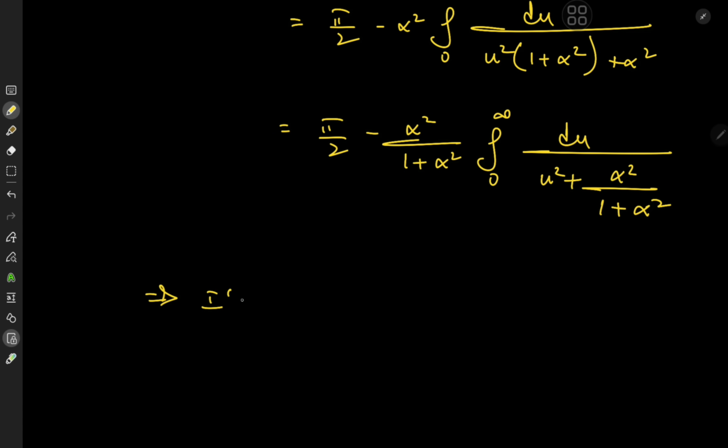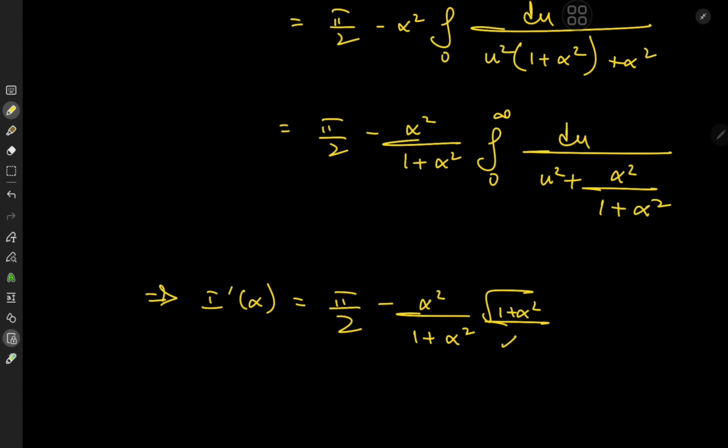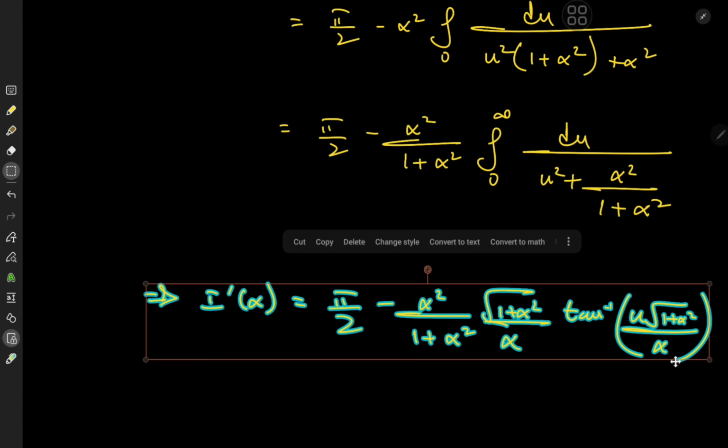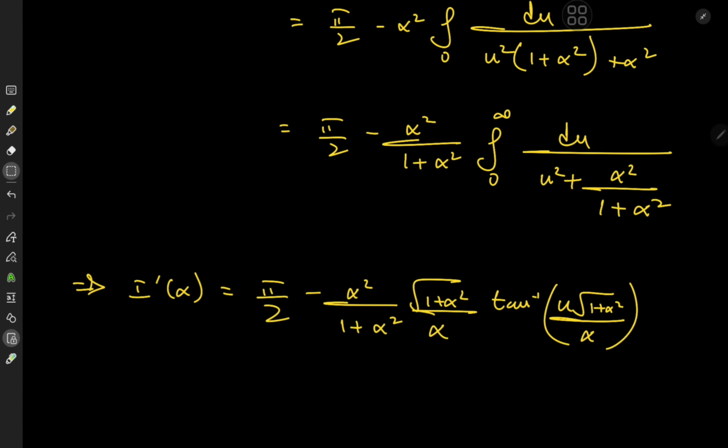All of this implies that I prime of alpha equals (pi over 2 minus alpha) squared over 1 plus alpha squared times, we need the reciprocal of this term and a square root. So we have root 1 plus alpha squared over alpha. And of course, we have the arctangent of u times root 1 plus alpha squared over alpha. And I'm going to need a bit more writing space so I can show the limits being 0 and infinity.